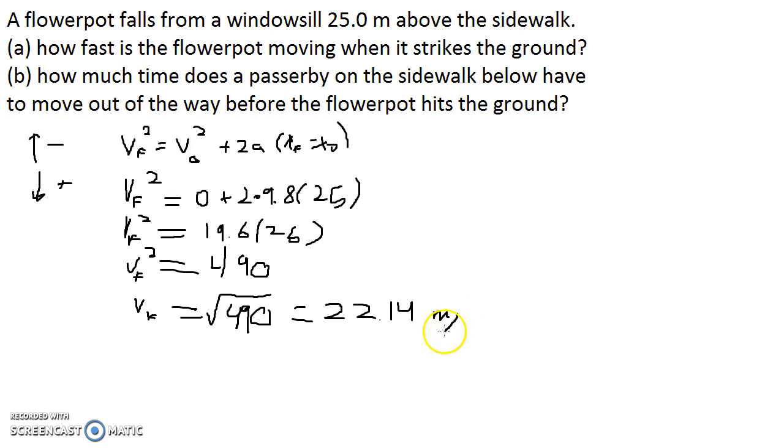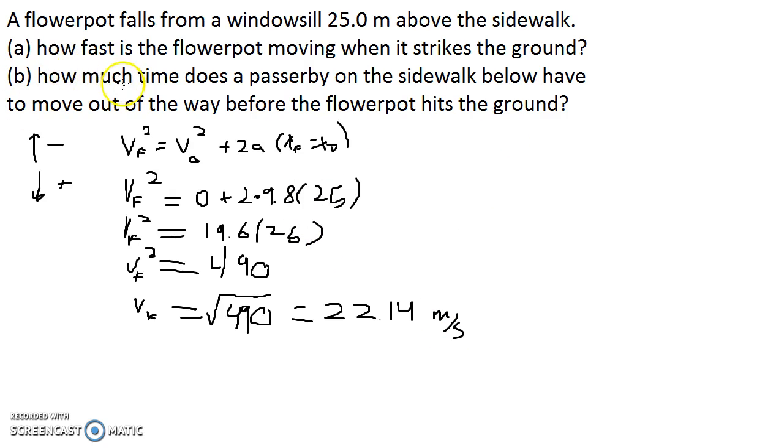meters per second. Now this result does make sense because we have defined our coordinate system such that down is positive, so it will be a positive velocity even though it is going down towards the ground, and it hasn't been traveling for too long, we're assuming, because it's been 25 meters or less, but it still has accumulated a decent velocity of 22 meters per second, so that does make sense.